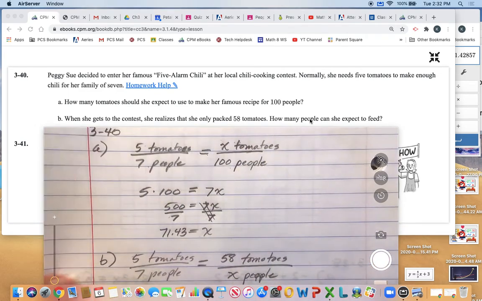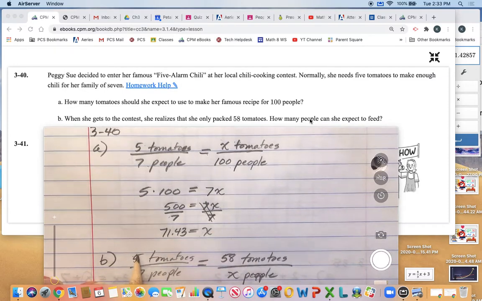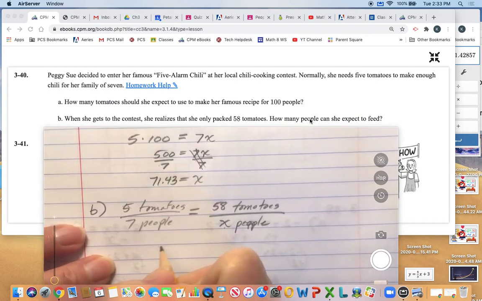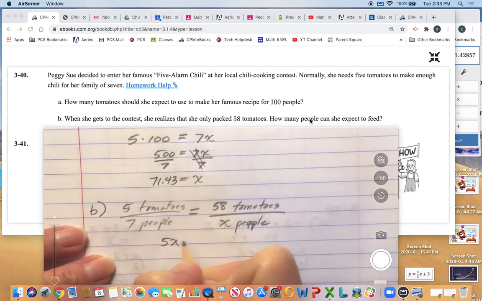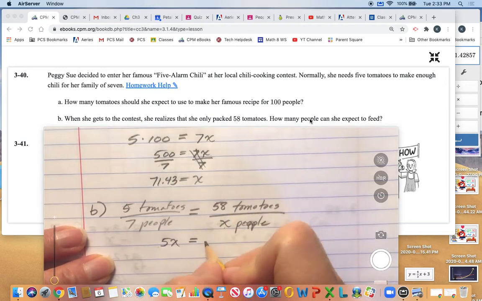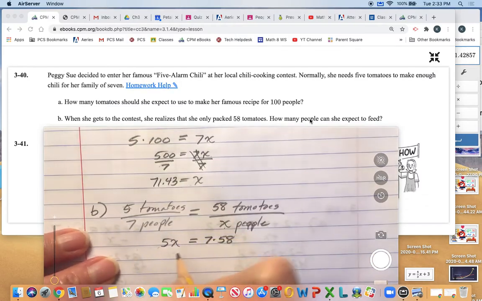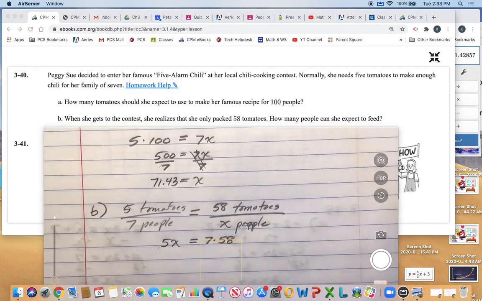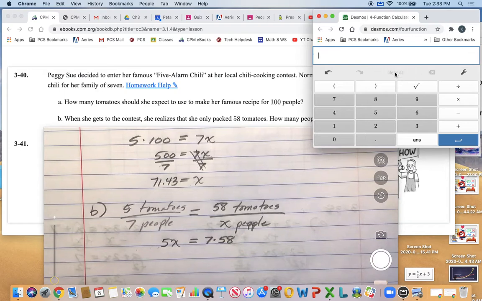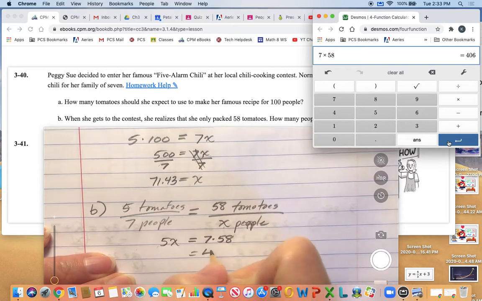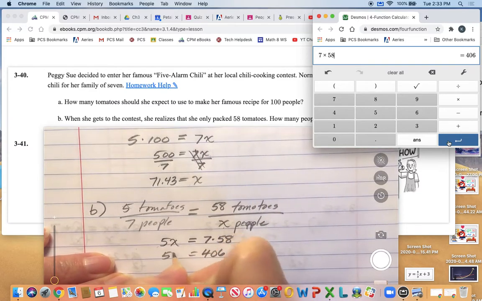And it looks like cross multiplying is the best way to do this. So 5 times X will be 5X. And that will be equal to 7 times 58. All right, so 7 times 58 is equal to 406. So on this side, we've got 406, and then 5X on this side.